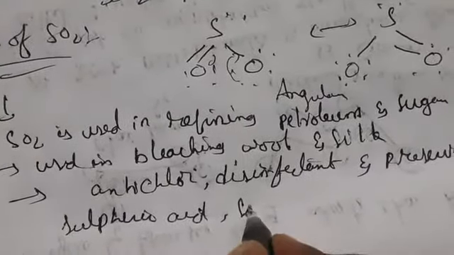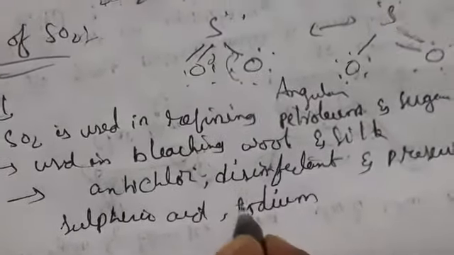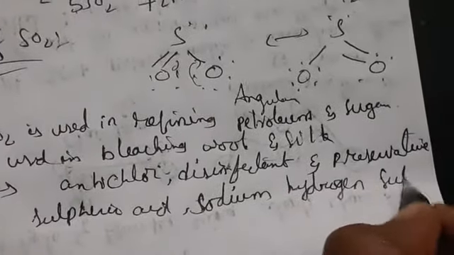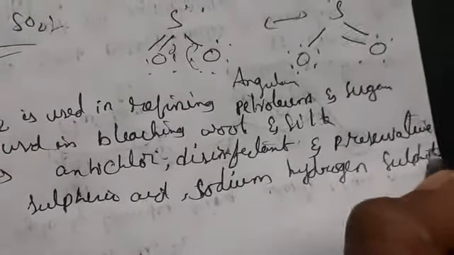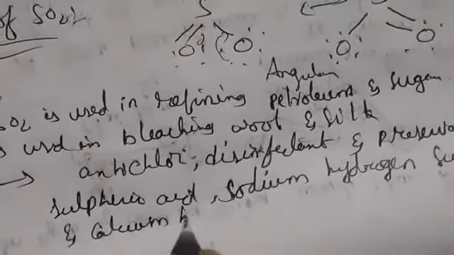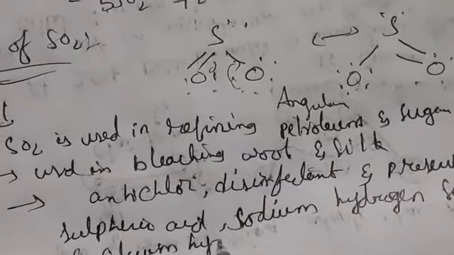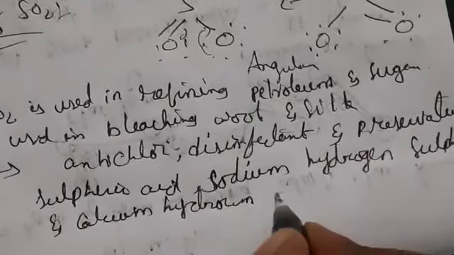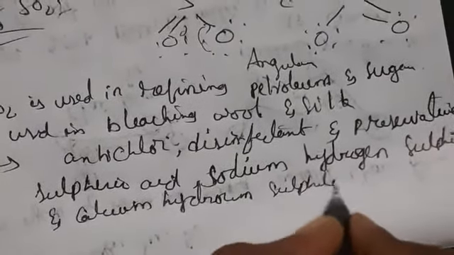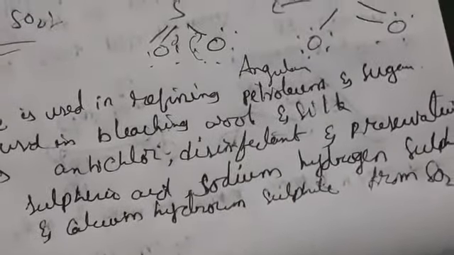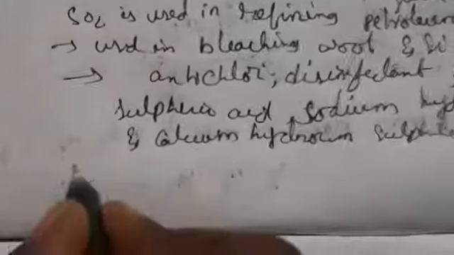Sulfuric acid, sodium hydrogen sulfite, and calcium hydrogen sulfite are manufactured from sulfur dioxide by industrial processes. All these compounds we are getting are from manufacture using sulfur dioxide.